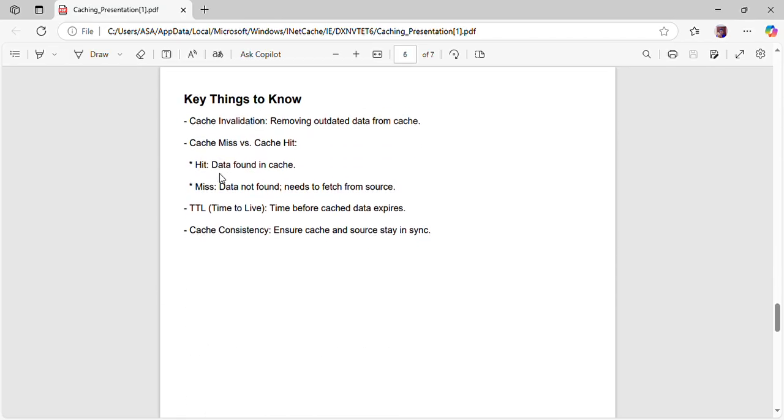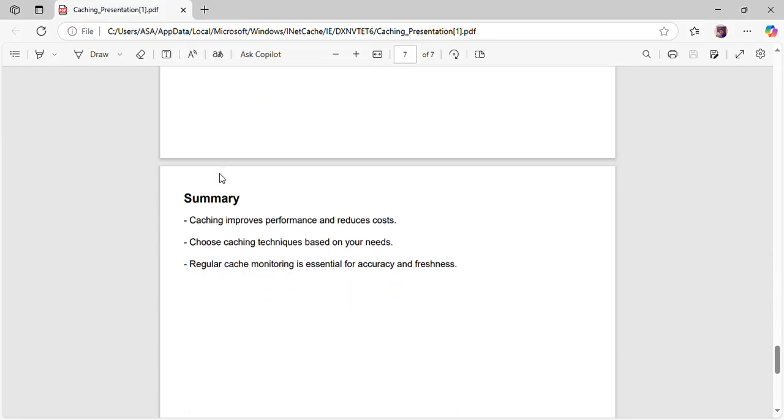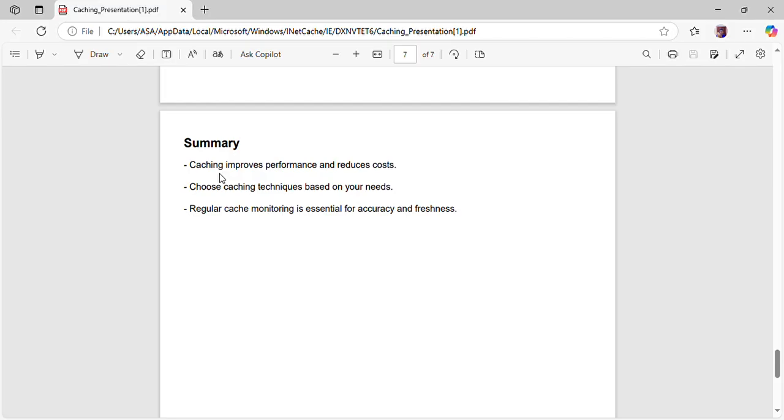And then let's quickly look at some key things to know. Cache invalidation is removing outdated data from the cache. So in summary, caching improves performance and reduces cost. As said earlier, it is important because it improves the user experience. So choose caching techniques based on your needs.